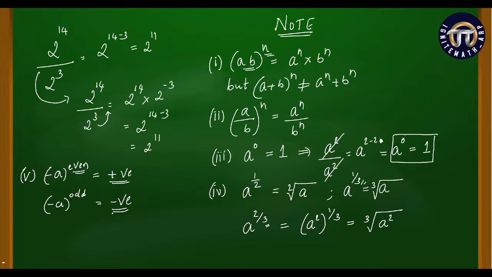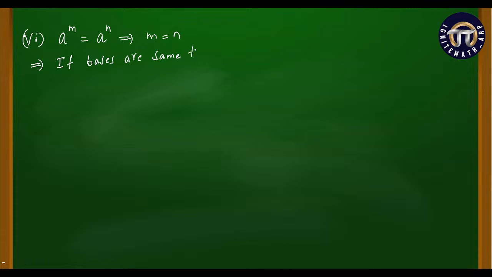Okay, now the next one is a very important thing. We learned the 5 important notes, and now we are going to learn the 6th one. Look at this very carefully, children. If a to the power of m is equal to a to the power of n, then I can write m is equal to n. In the sense, if the bases are the same, then equate the powers.